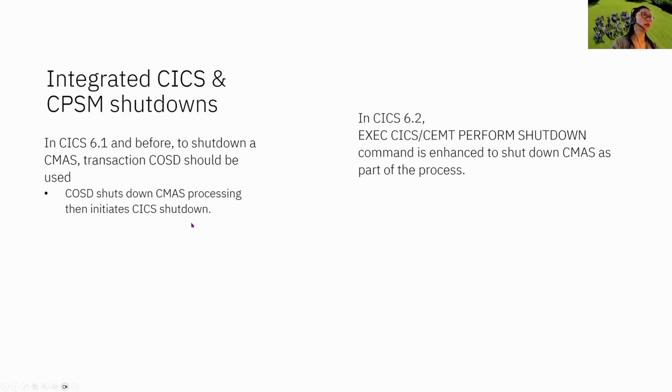The last one is the CICS and the CPSM shutdown. When you shut down a CMAS, the COSD should be used. Then it shuts down the CMAS processing. COSD will also initiate the CICS shutdown. But what if you come from another direction, when you're shutting down CICS using CEMT to shut down? 6.2 is now also enhanced to shut down the CMAS if you use CEMT shutdown as part of the process.